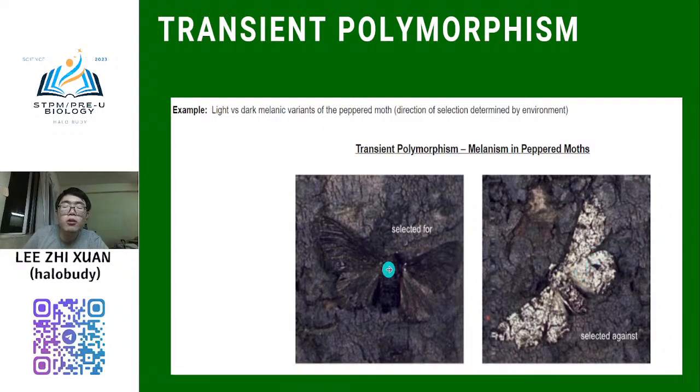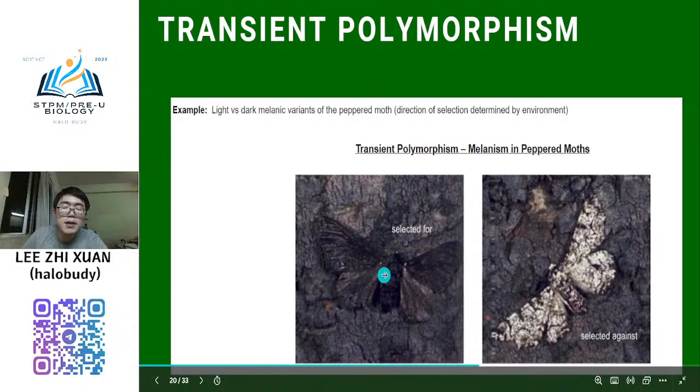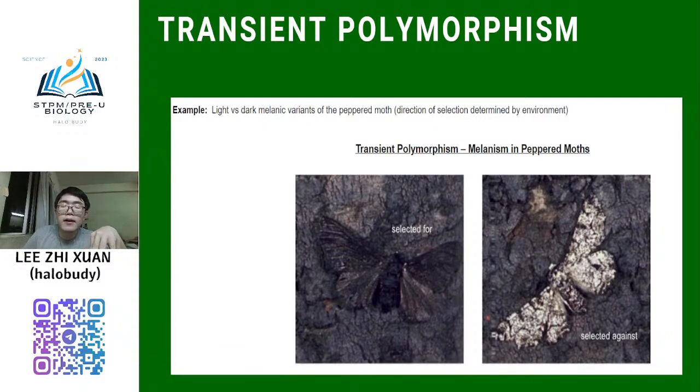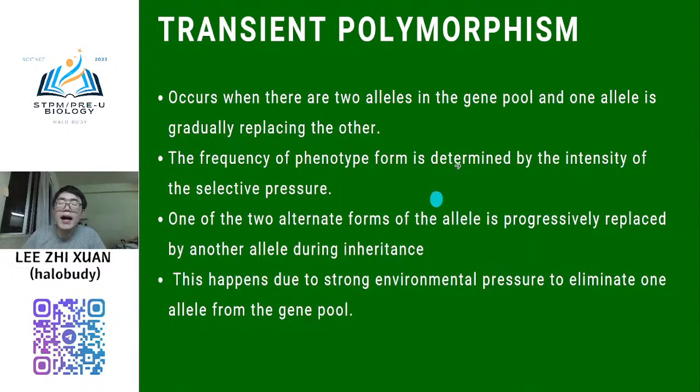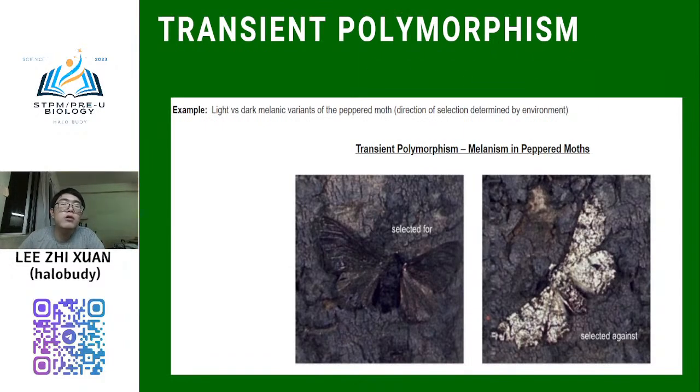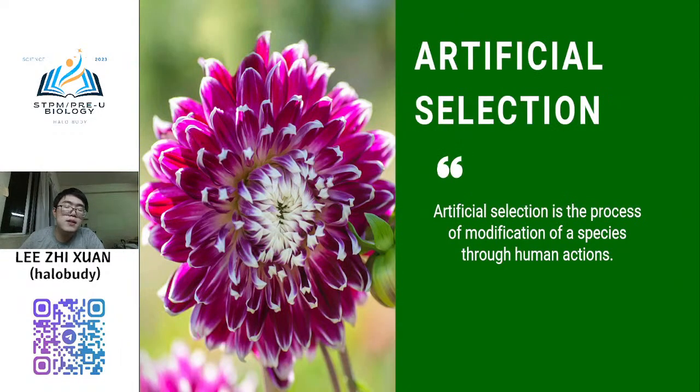So it is based on the alleles, because in the dark environment, the dark allele, the control dark allele, will replace the white allele. And then in a very light environment, the white allele will replace the dark allele. So when the alleles are replacing each other, we call it transient polymorphism. Okay, so I think that's all for the natural selection.